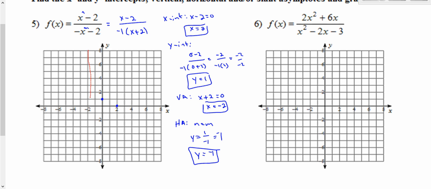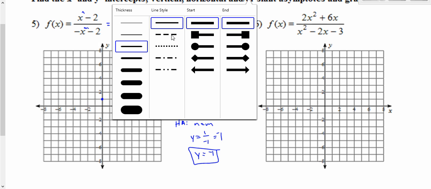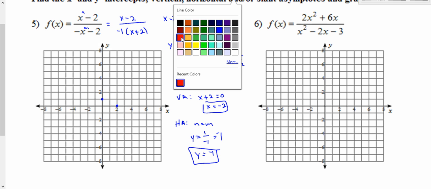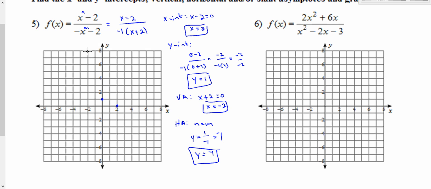Okay, let me try that again. That was supposed to be a line. Okay, negative 2. And my horizontal asymptote is at negative 1. Okay, and there we go.